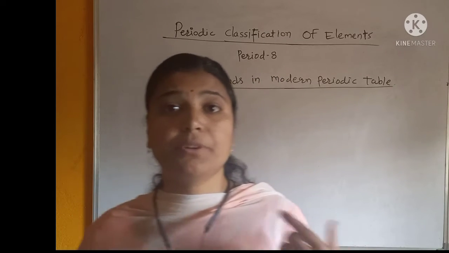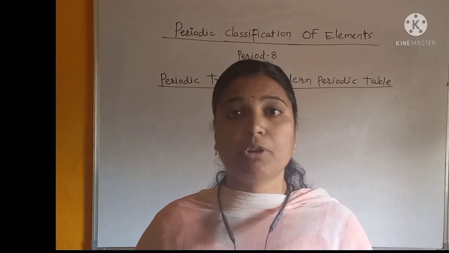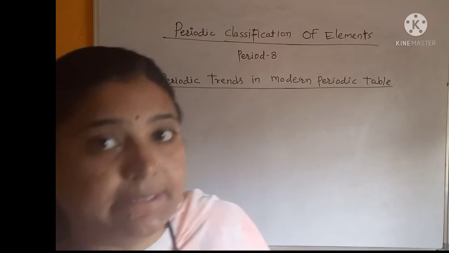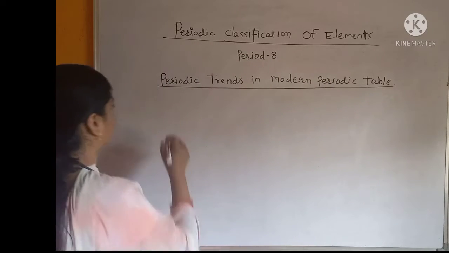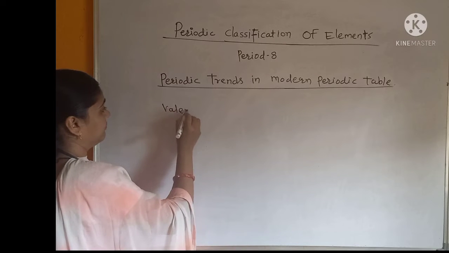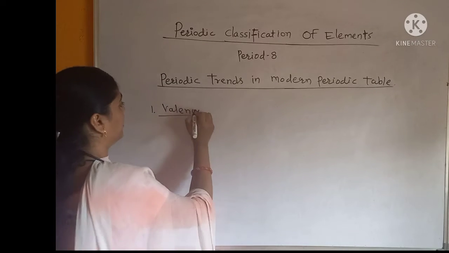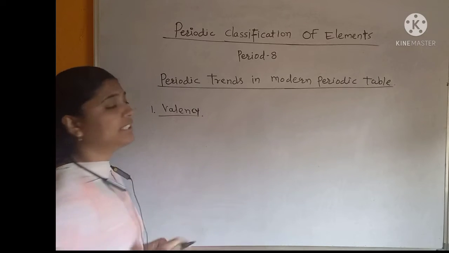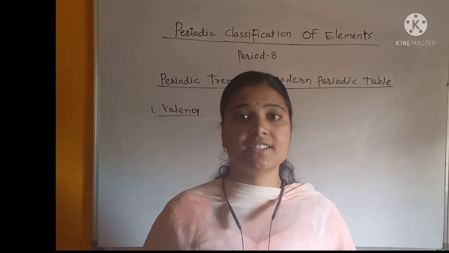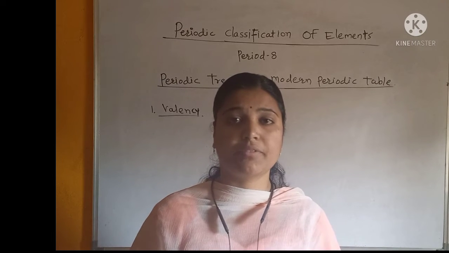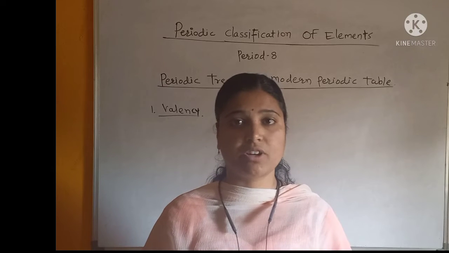So the first periodic trend in the modern periodic table is valency. Basically, what is meant by valency? Valency is nothing but the combining capacity of an element with other elements. It is called the valency.